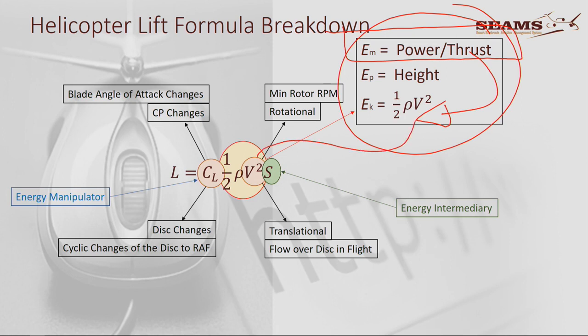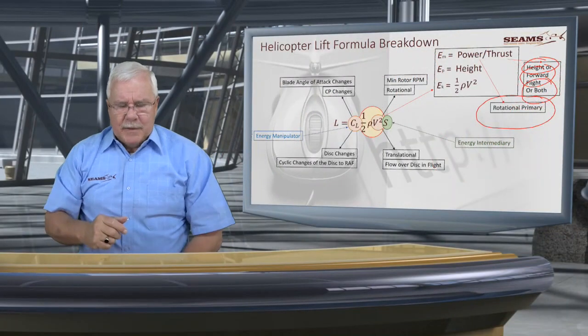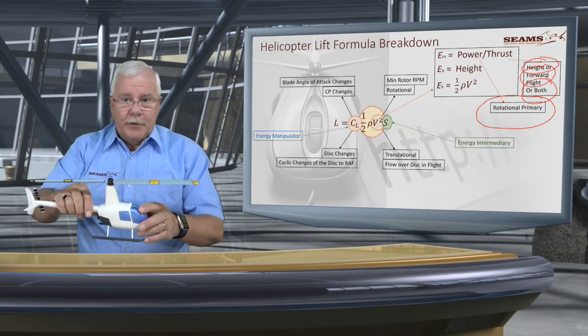In other words, in this one here. Let's see if I haven't got that. Yes, I've got that there. I say that rotational is then primary demand, and then if there's excess power, then we can put it into height or forward flight or both. And you'll say to me, how is that possible? You've got to get into the hover to go forward.